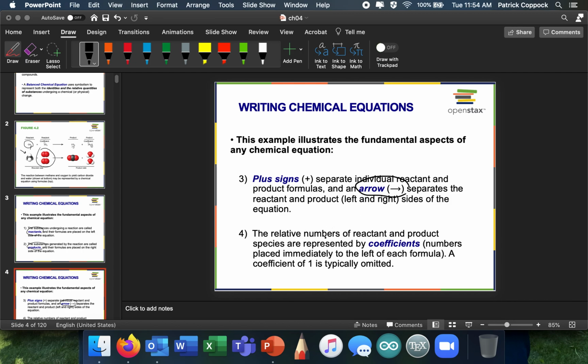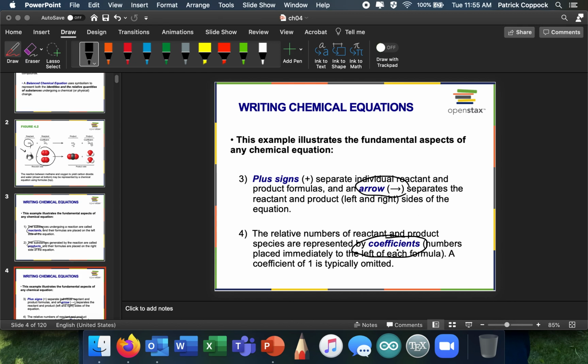The relative number of reactant and product species are represented by coefficients, right? And the coefficient could be moles, it could be particles, it could be molecules, it could be dozens, right? It could be pairs, things like that. But essentially coefficients give the ratios.